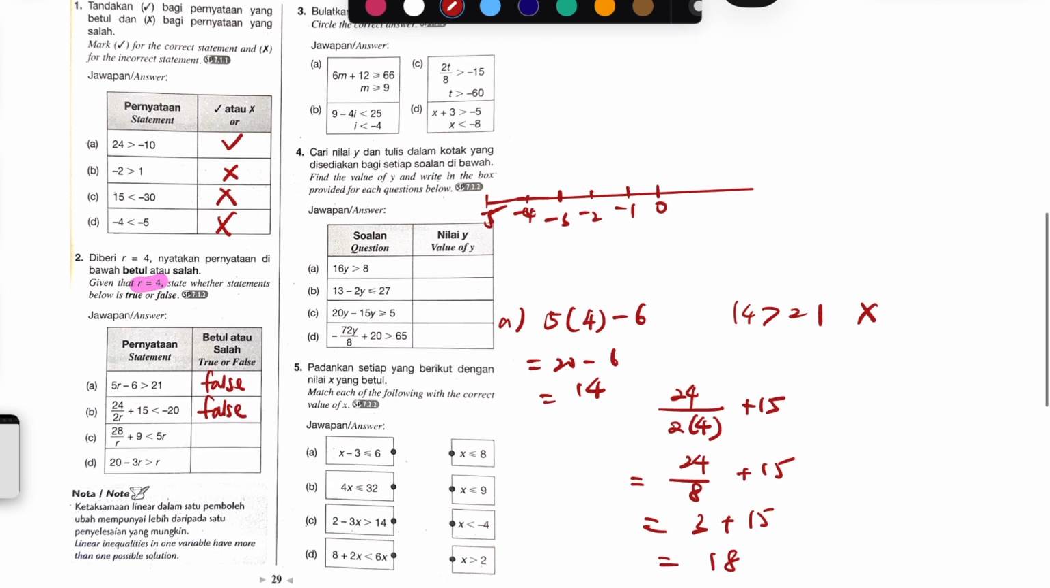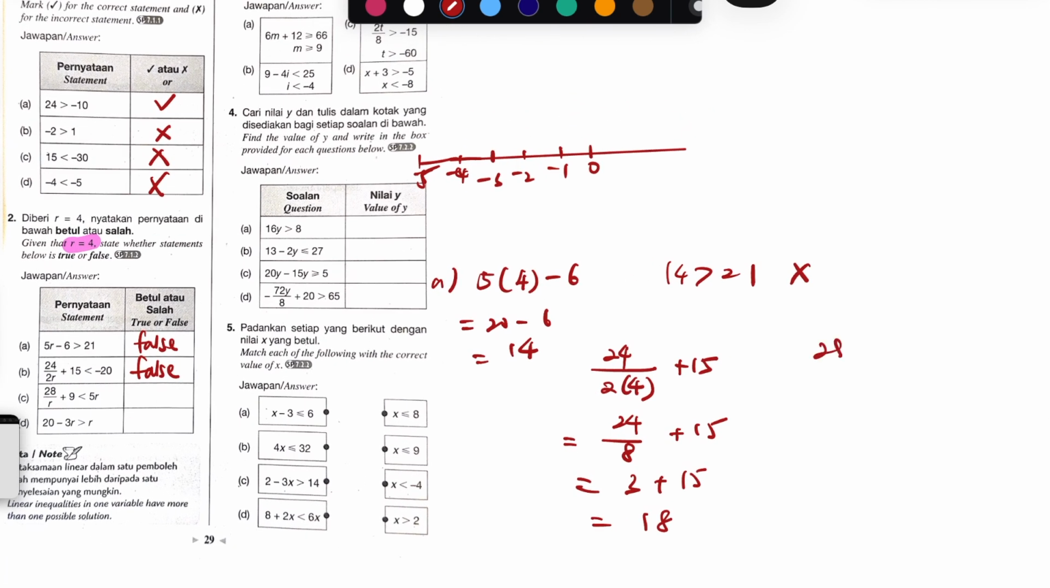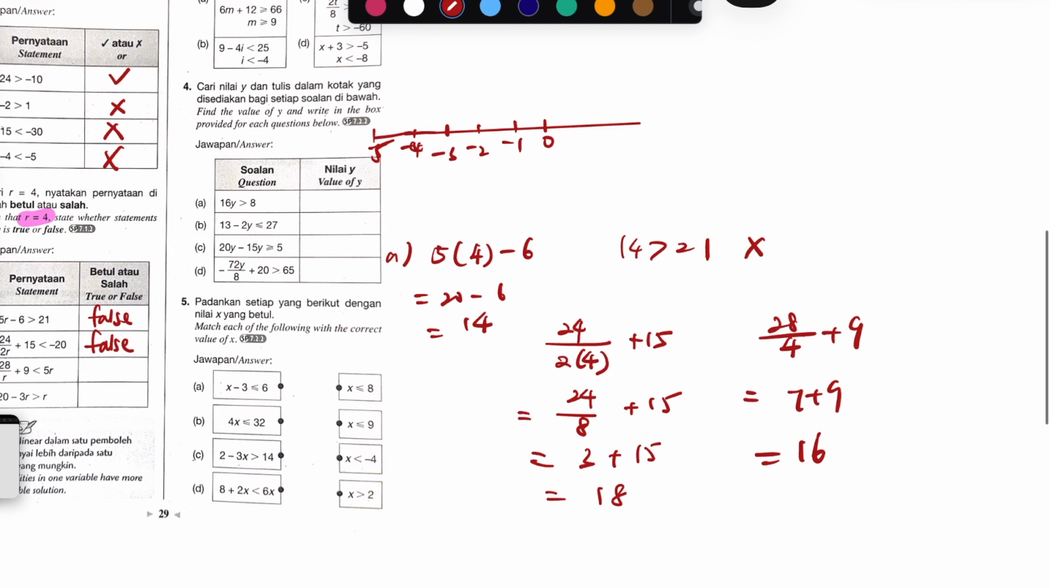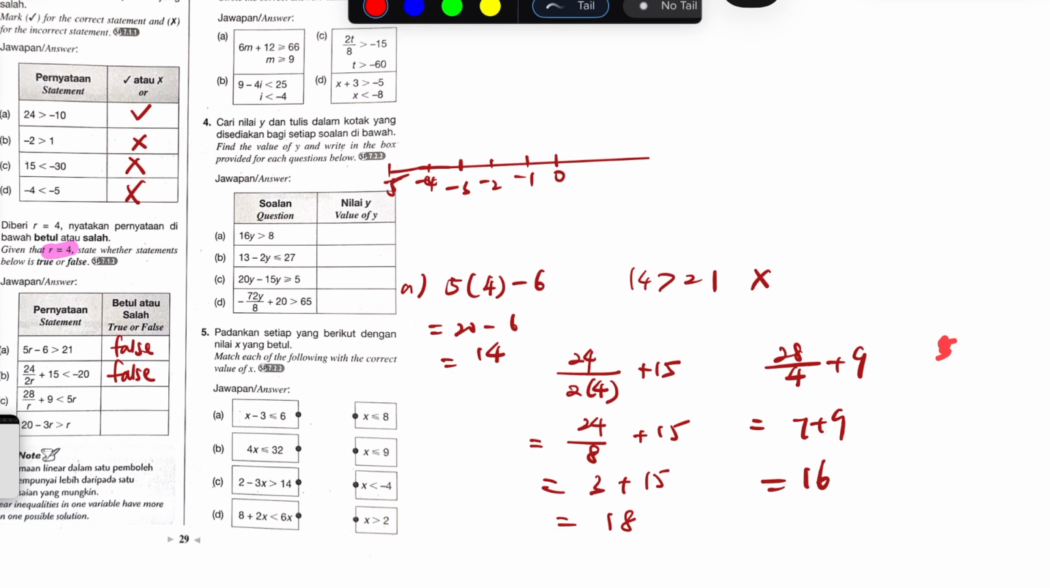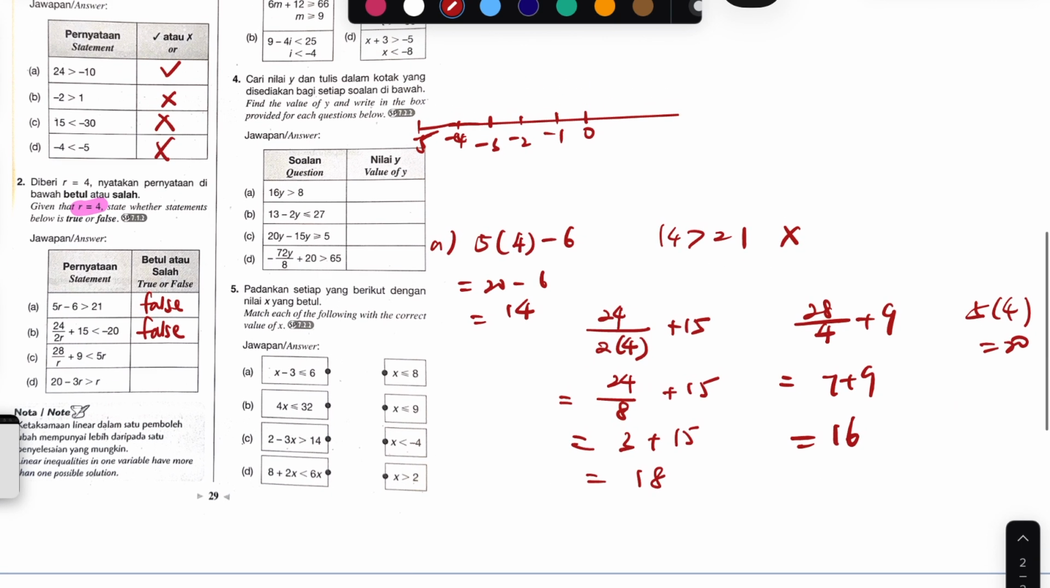Okay, coming to C, we'll move on to C. 28 divided by 4 plus 9. All right. So 7 plus 9, which is 16, right? Okay, 16. So now look at the right side. It mentions less than 5R. So what's my R just now? R is 4, right? So 5 times 4, which is 20. So is 16 less than 20? Yes or no? Yes. All right, 16 is less than 20. Therefore, this is true here.